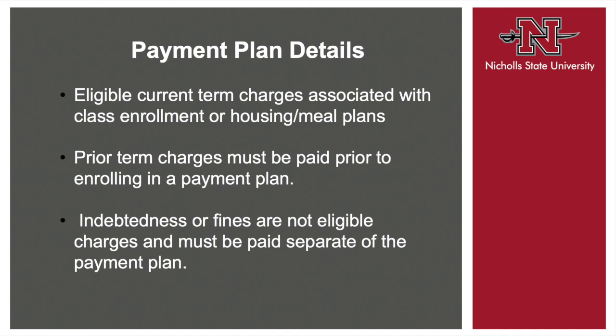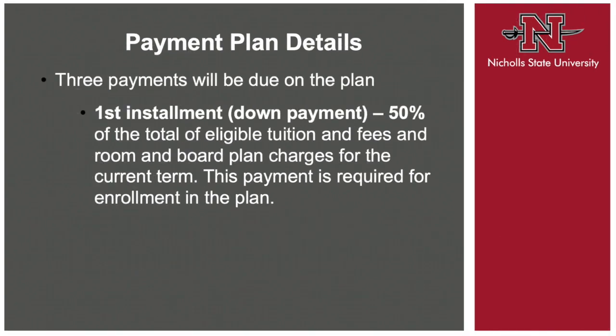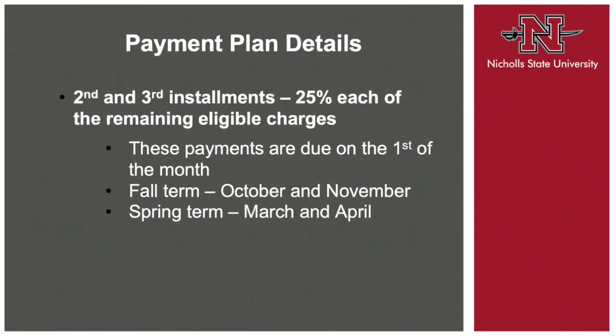Payment plans are only available for that current term. Any previous debt or fines must be paid separately. Payment plans will be broken into 3 installments. Your first installment is paid at the time you create the payment plan and must be 50% of the balance on your account. The second and third installments will be 25% of the remaining balance.